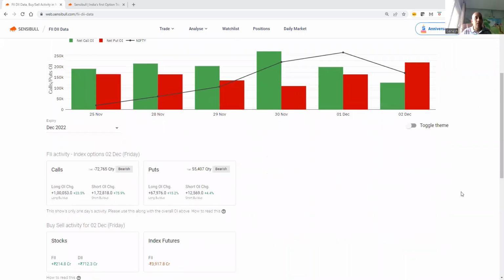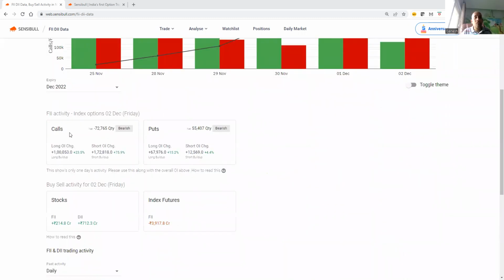Now let's go down. So FI activity and our index options. I don't need to explain, the overall result is telling. It appears bearish, which means more calls are short here, minus, right? More puts are bought here. So very much bearish. The number of calls shorted, net, and the number of puts bought.